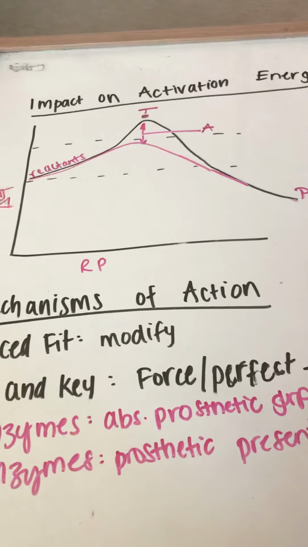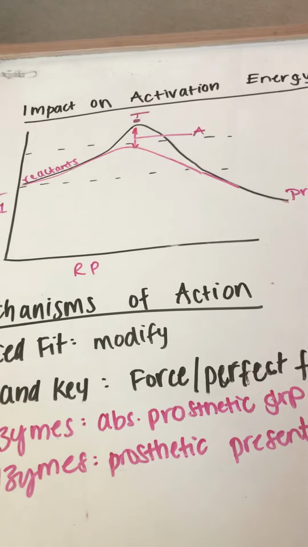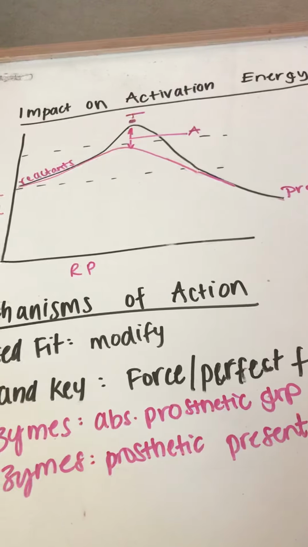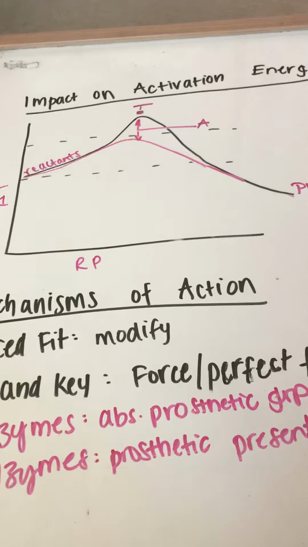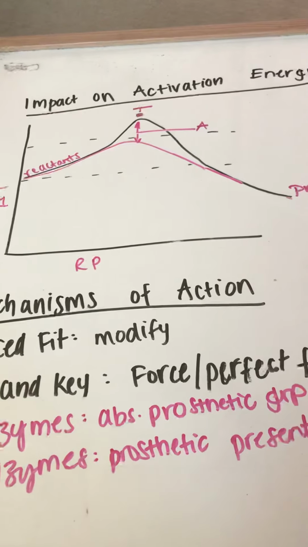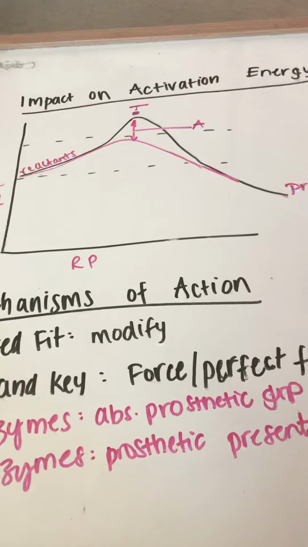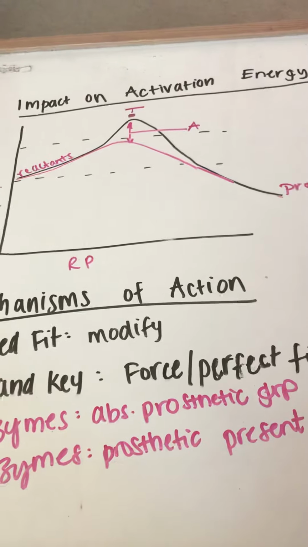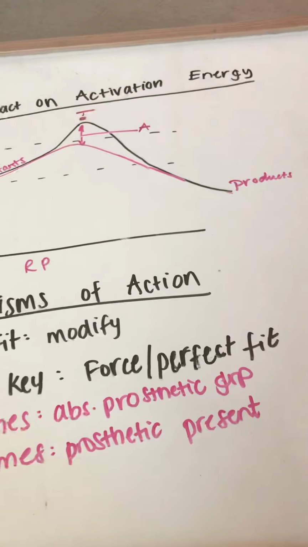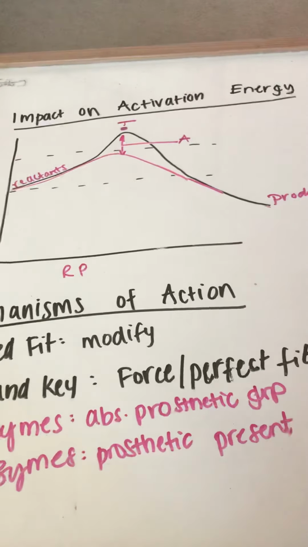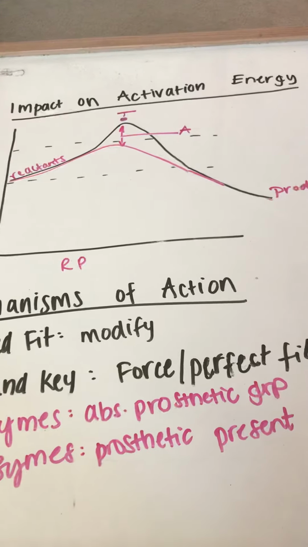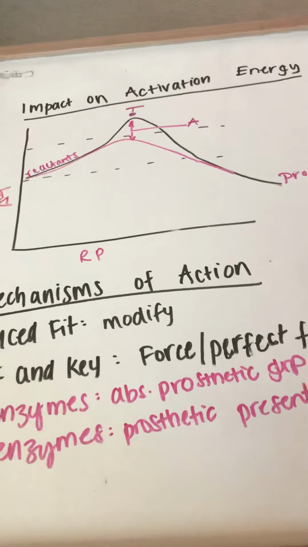They just lower the activation energy by either facilitating a more conducive environment, facilitating more collisions, or any one of those mechanisms that help the reaction go to products, or even the reverse if it's more favorable in the reverse direction.